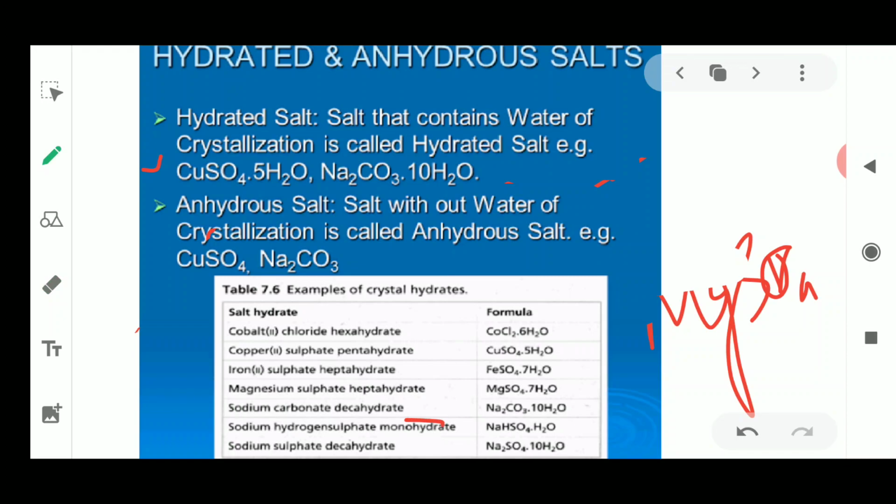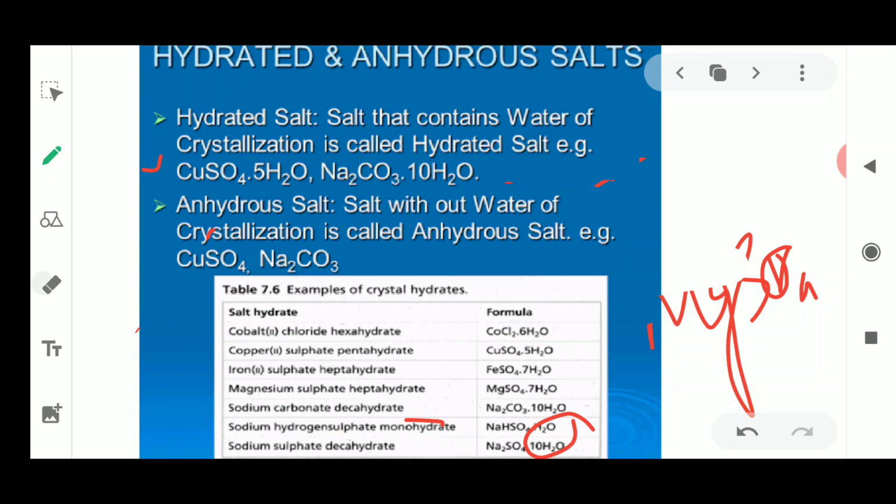Next is sodium sulfate decahydrate, that is Na2SO4.10H2O, where we require 10 water molecules to form 1 sodium sulfate. So 1 molecule of sodium sulfate requires 10 molecules of water of crystallization.